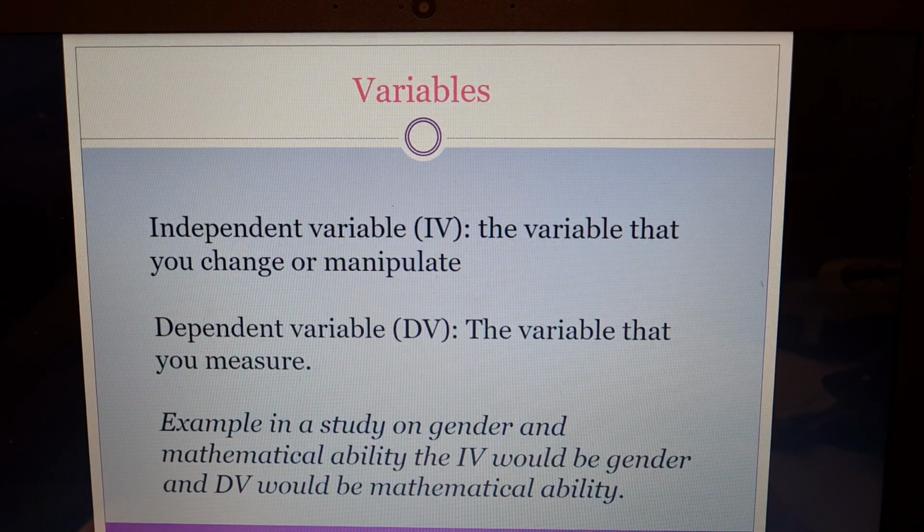So, for example, in a study on gender and mathematical ability, the independent variable would be gender, because we're looking at the difference between genders, and the dependent variable is what we're going to be measuring, which would be the mathematical ability. The easy way to remember this is "I've changed", so that's the one that you normally change, okay? And obviously dependent is the other one that you measure.